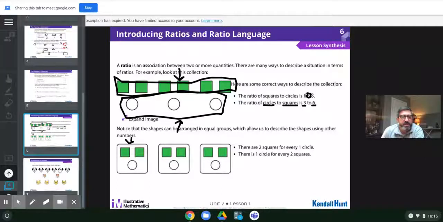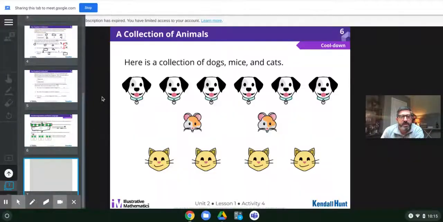So the last thing here, I assigned this as an exit slip for you all to work on. I don't have that pulled up in front of me to know whether you completed that or not. But just for example, we could break these down into a collection as well, same way we did with the shapes, either based on shape or based on color. But in this instance, we're using dogs, mice, and cats. So we can break this collection down into the different type of animal if we wanted to talk about ratios.